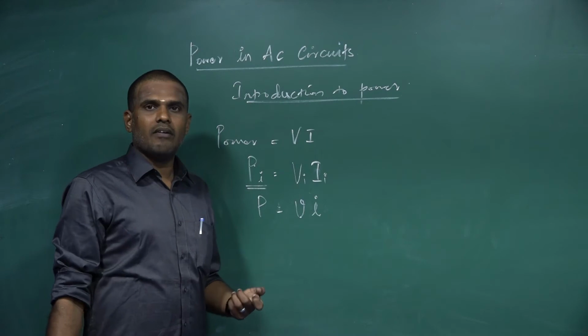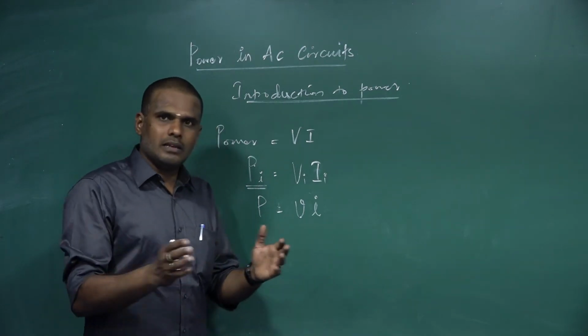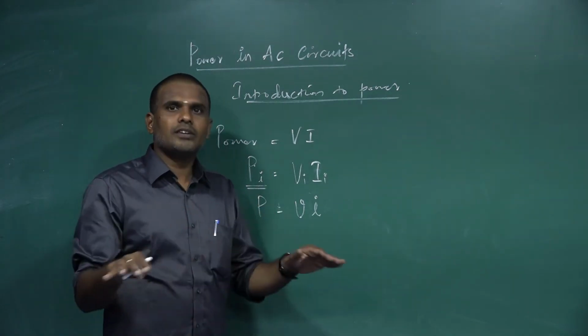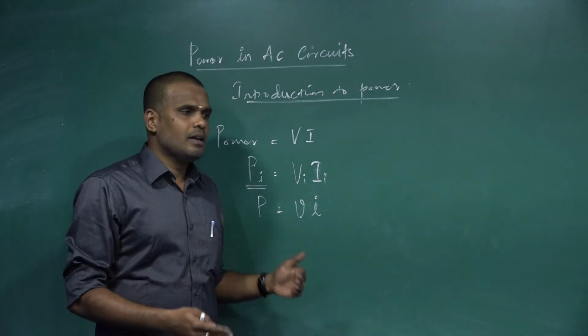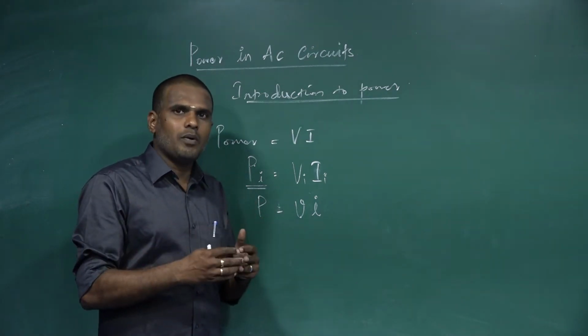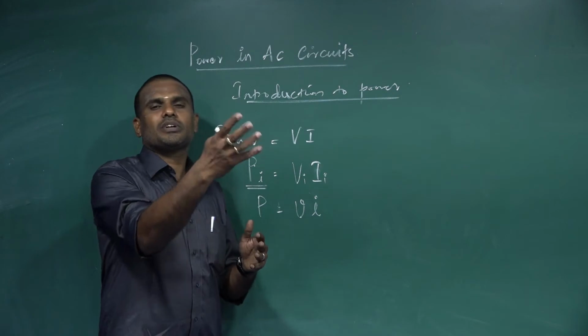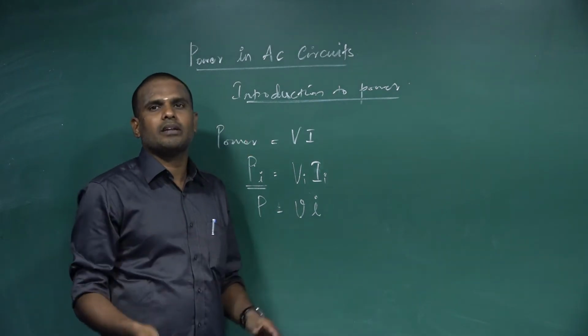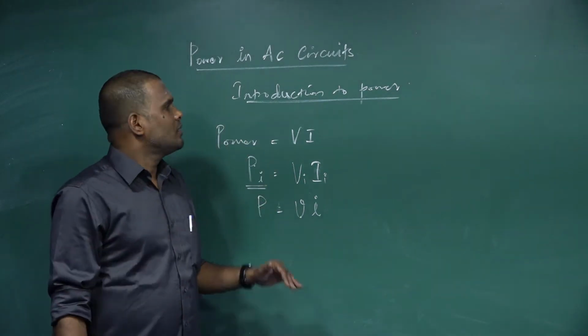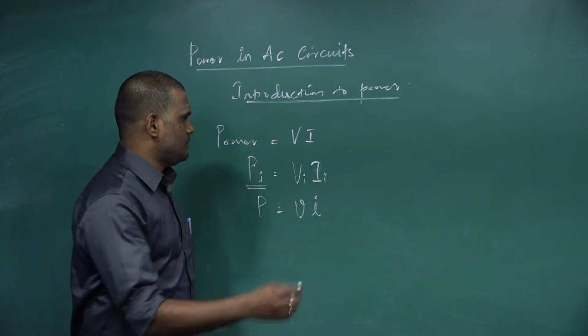How will you calculate average? You add up all the values and divide by the total number. That's what you are doing here. You are taking the power over the time duration 0 to capital T and dividing it by capital T so that you get the average power. So we shall go on with the calculations.